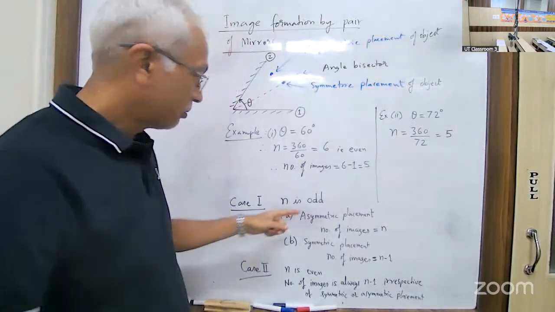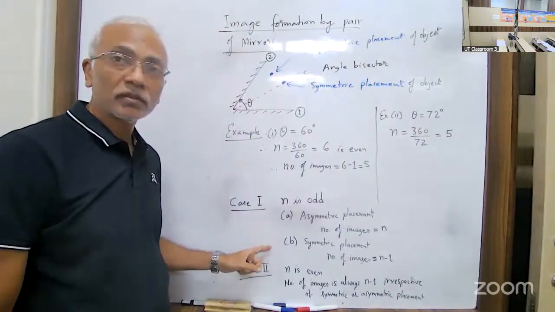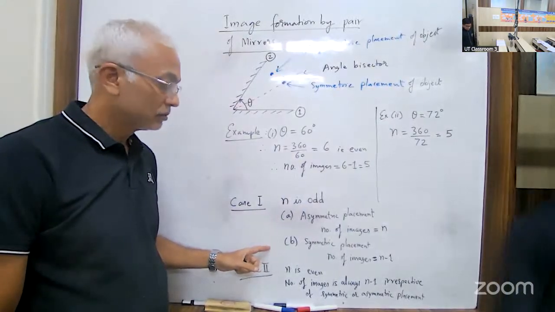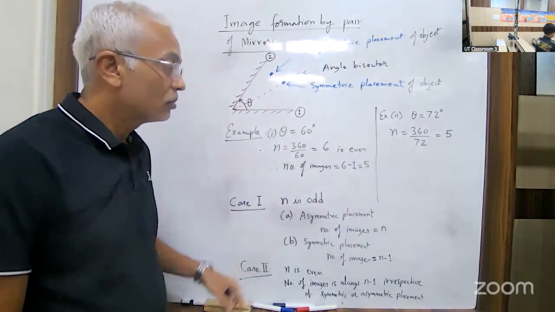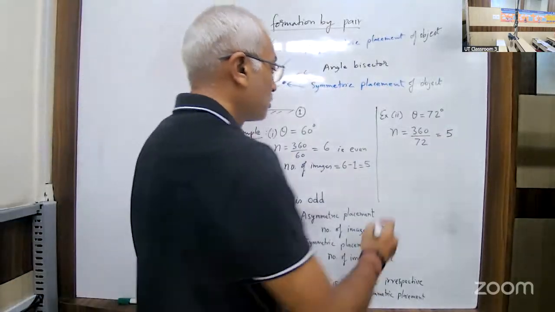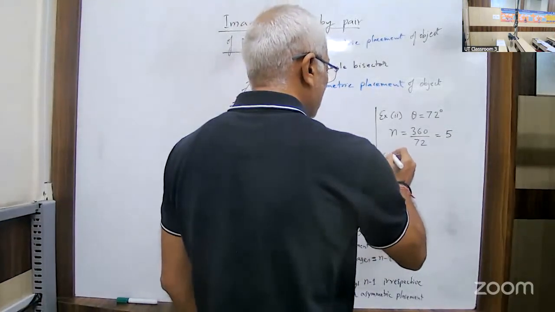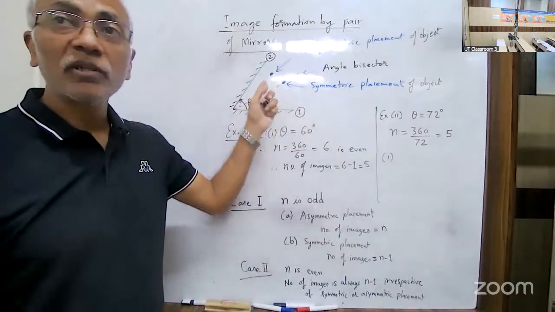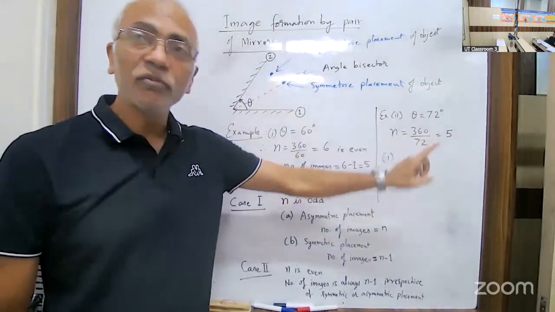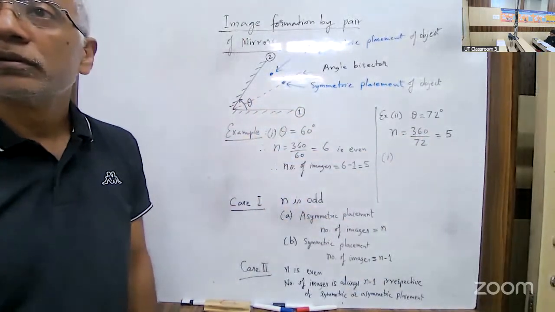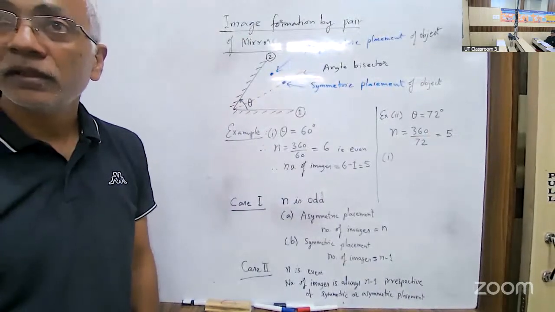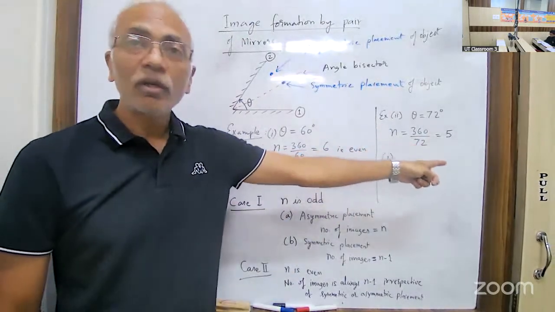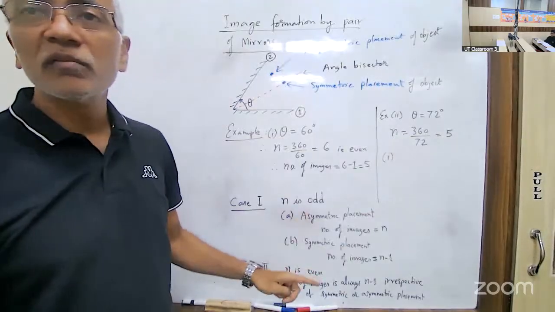ऑड में अब n ऑड आ गया तो इसमें दो केसेस बनेंगे. ठीक है, सो ए में क्या आएगा? If the object is asymmetrically placed, the number of images will be 5. ठीक है, जब तुम्हारा n ऑड आता है ना तभी हमको बॉदर करना है असिमेट्रिक और सिमेट्रिक के लिए.